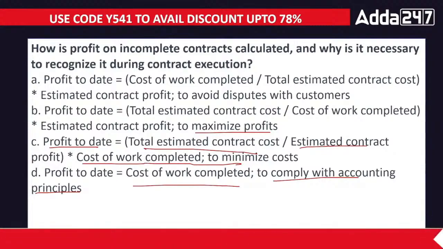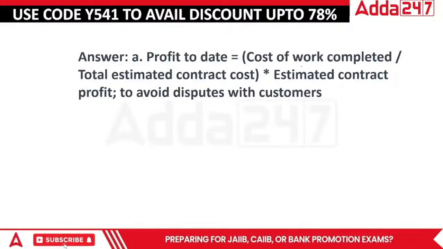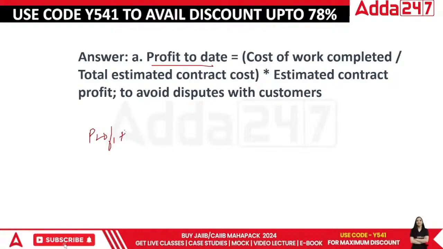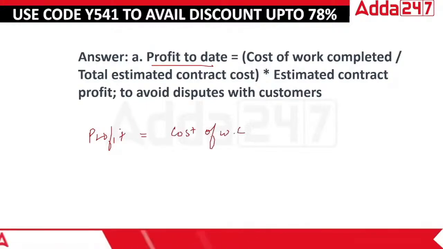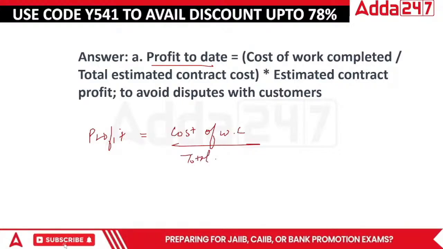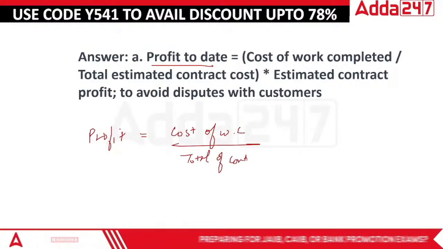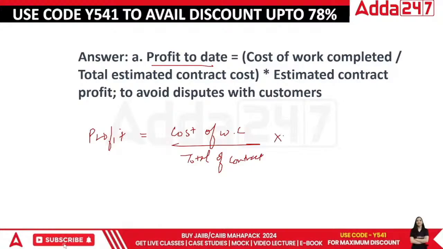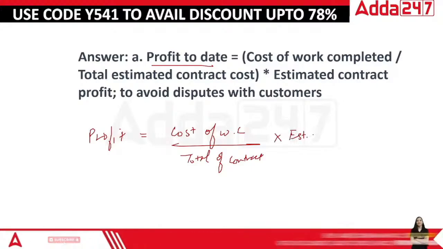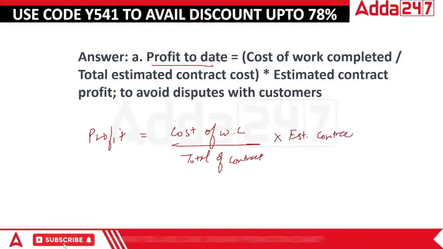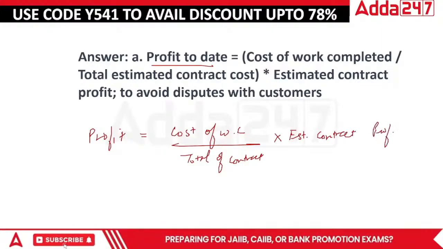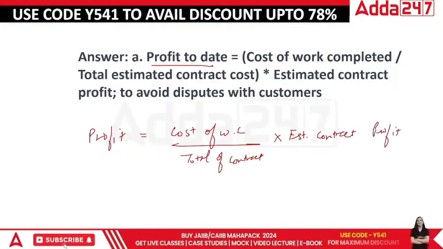The correct answer to this question is profit to date. How do we calculate your profit till date? It is based upon the work which is already done, divided by the total contract cost, whatever would be the total, and we multiply it with the estimated contract profit. Whatever estimated profit we can make, that is to be taken here.